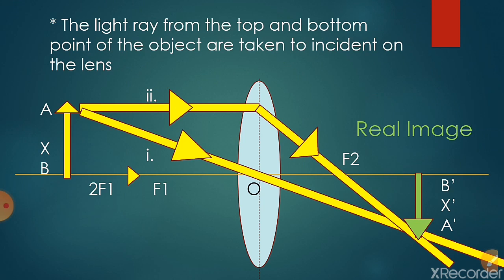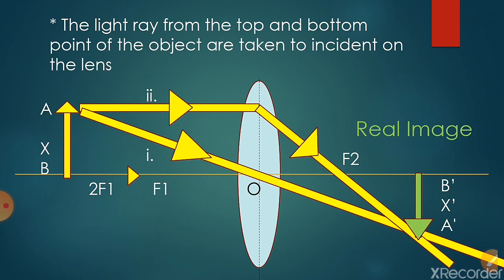Here the light rays from the top and bottom point of the object are taken to be incident on the lens. We can also consider the third principal ray, but if we take the first two principal rays, then we have the image. We are studying the formation of the image, and for that we need only the two principal rays. The third is not necessary, but we can mention the third one also. But here we have only the two principal rays.